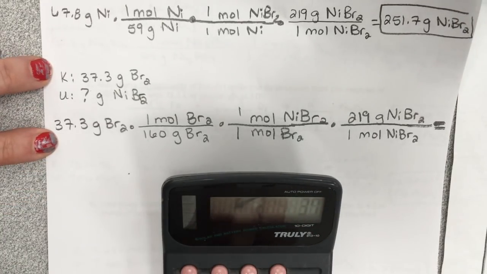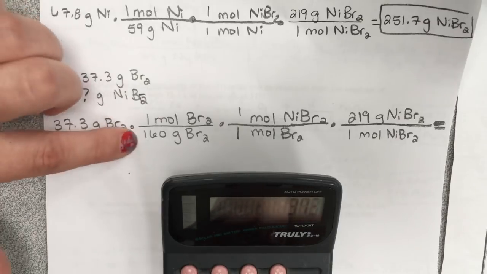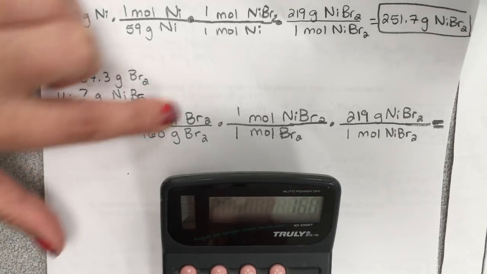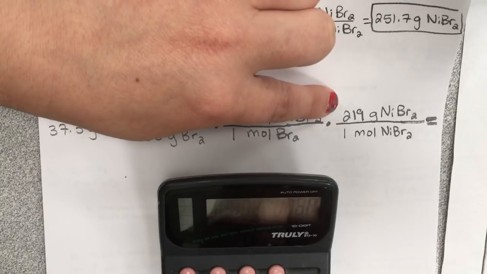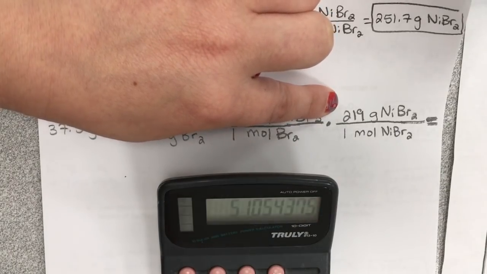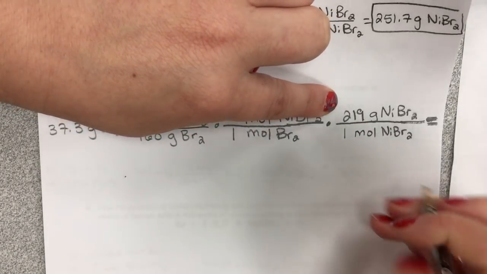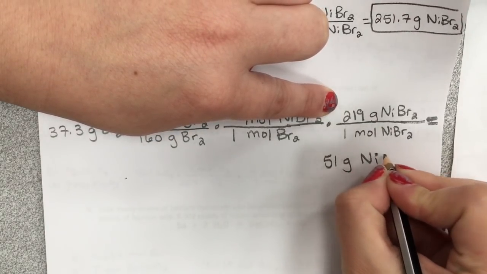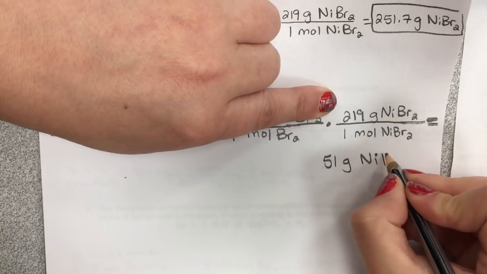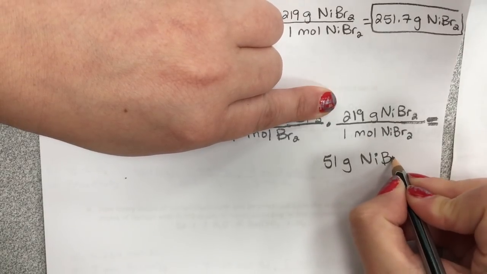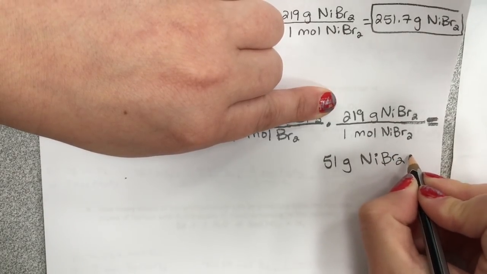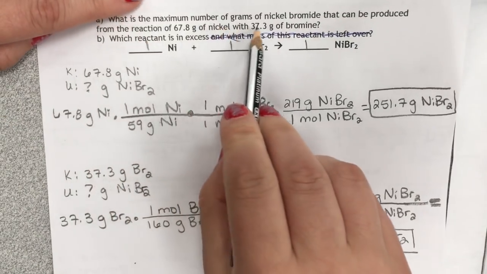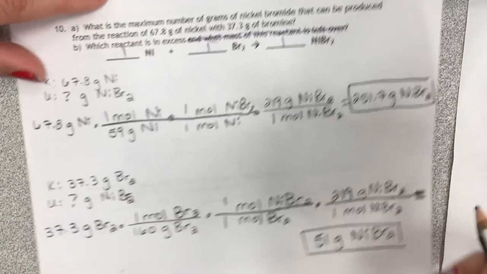Now we do our calculations. 37.3 divided by 160 times 219 equals 51 grams of nickel bromide. I keep trying to do boron and nitrogen. Okay, so the question asks, what's the maximum number of grams of nickel bromide that can be produced?